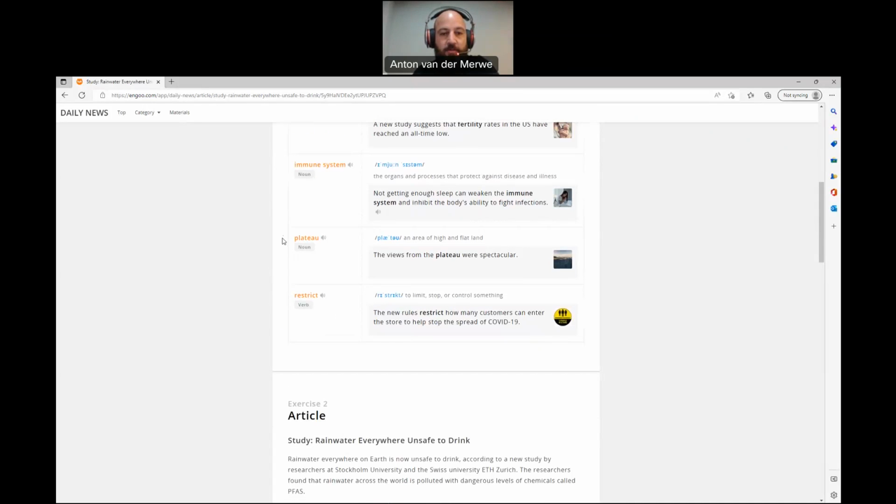Next one, plateau, an area of high and flat land. The views from the plateau were spectacular. Last one, restrict, and that is to limit, stop, or control something. New rules restrict how many customers can enter the store to help stop the spread of COVID-19.